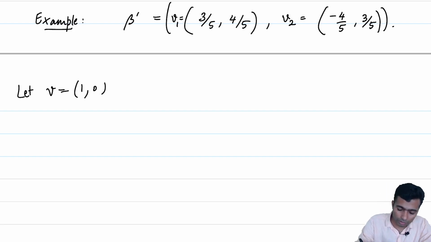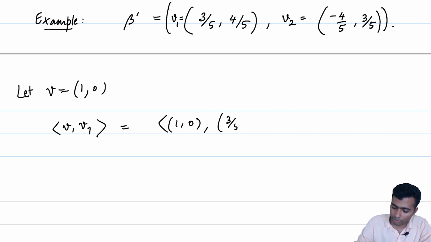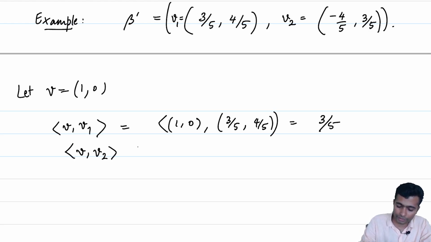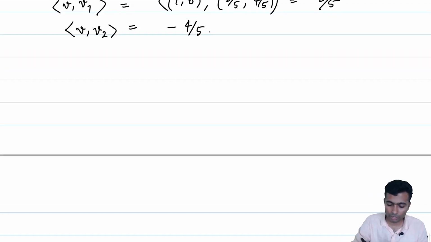But now we have a tool. We know that the coefficients will just turn out to be the inner products of v with v1 and v2. So let me write a to be equal to the inner product of v with v1. Let's calculate it explicitly. This is just the inner product of (1,0) with (3/5, 4/5), which is equal to 3/5. And how about the inner product of v with v2? It will just turn out to be equal to minus 4/5.